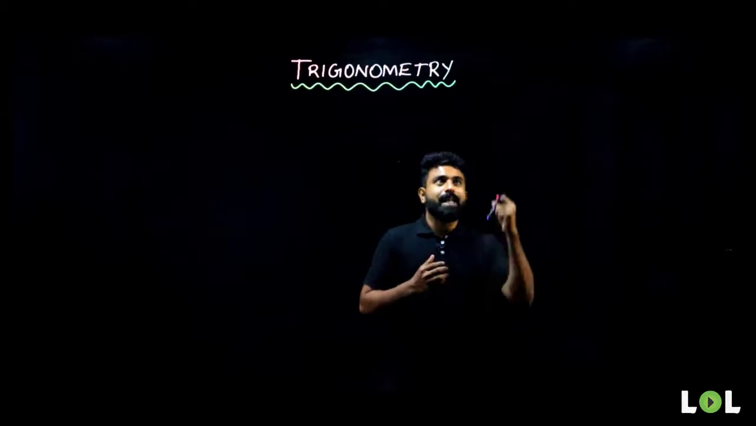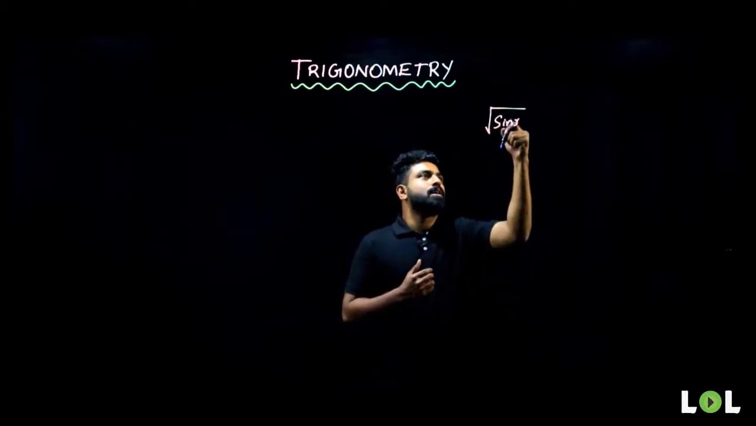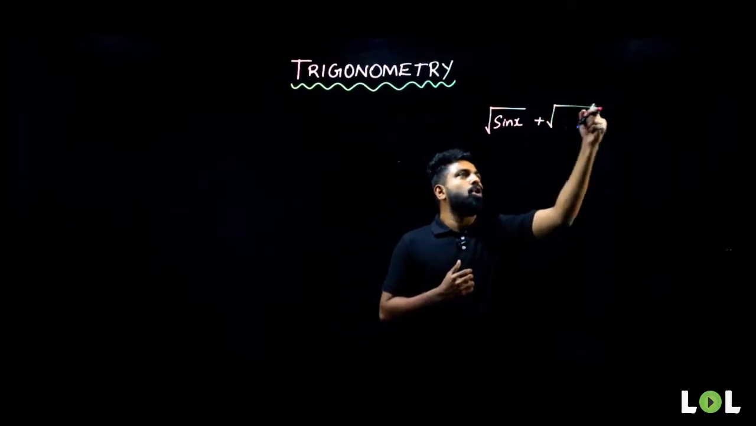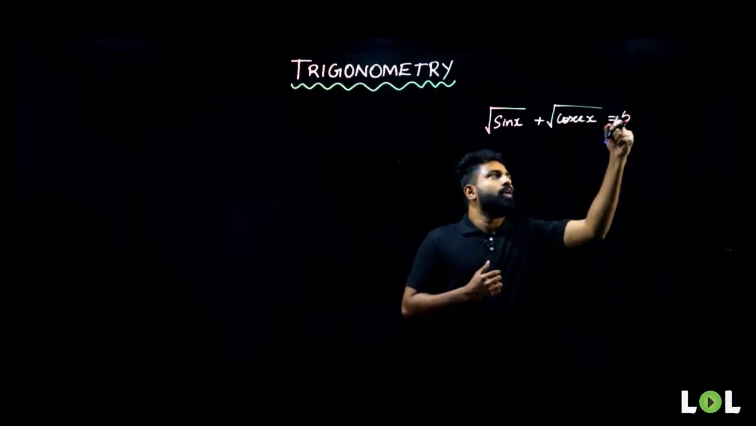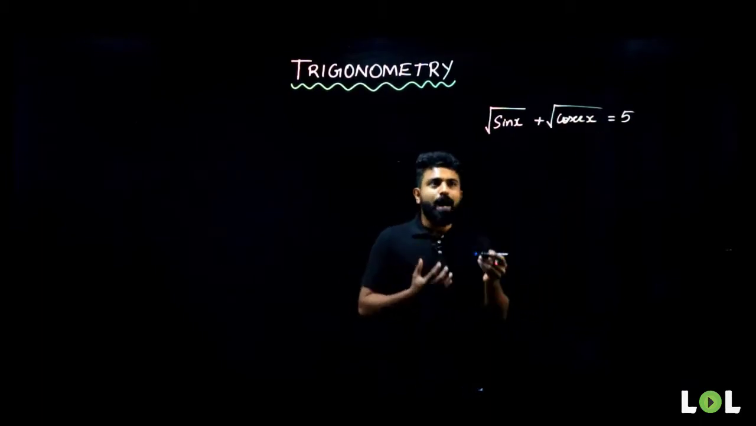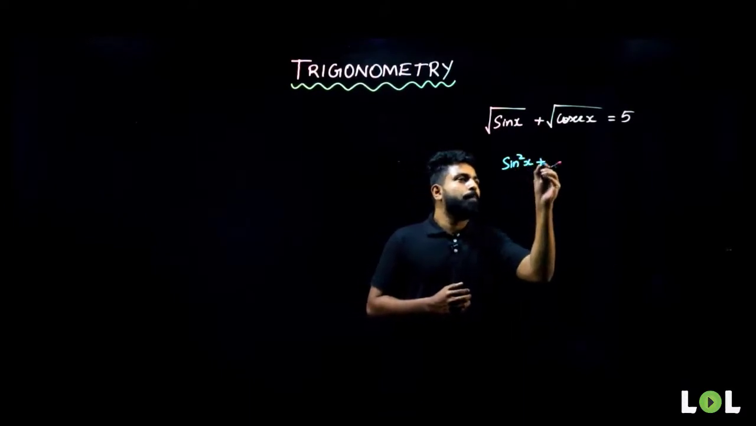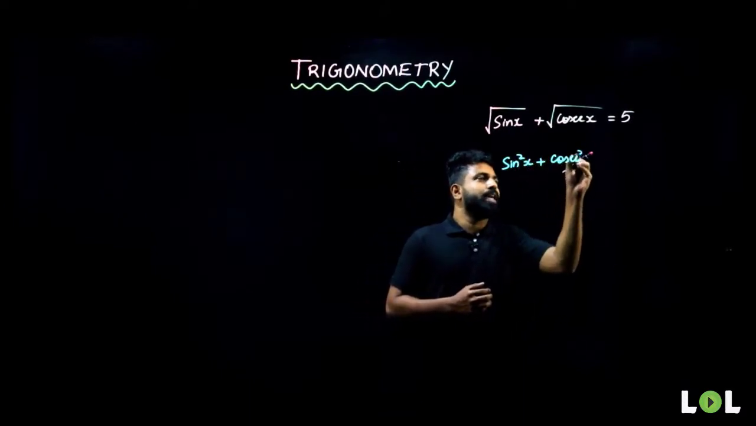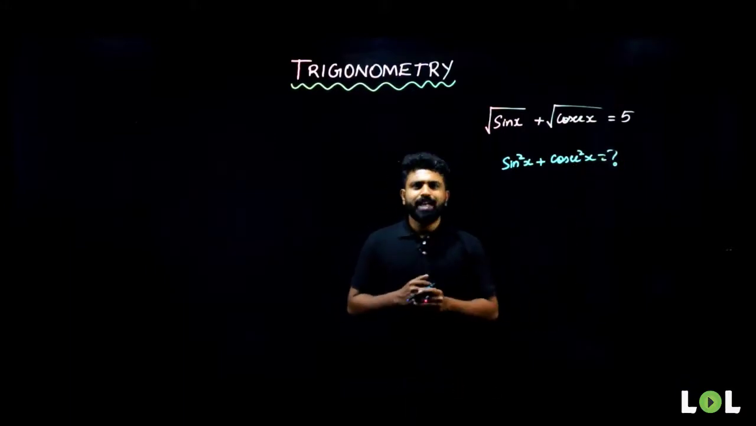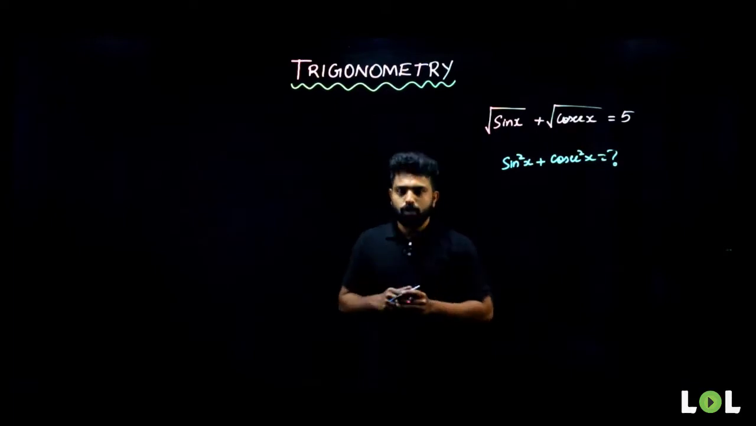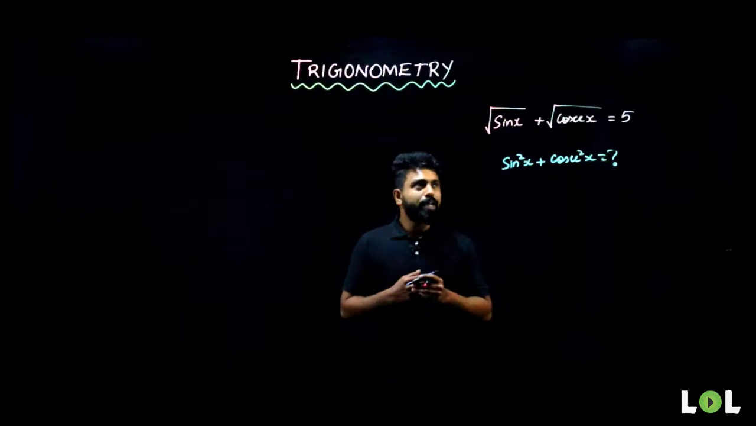Now let us look at our next question. What if my question is like something like this? Square root of sin x plus square root of cosecant x is equal to 5. Now if I ask you to find out the value of sin²x + cosec²x, what will be the answer? Observe this question very carefully. This is very similar to my previous problem, but then I'll have to apply the same rule twice here. Why do I need to do that?